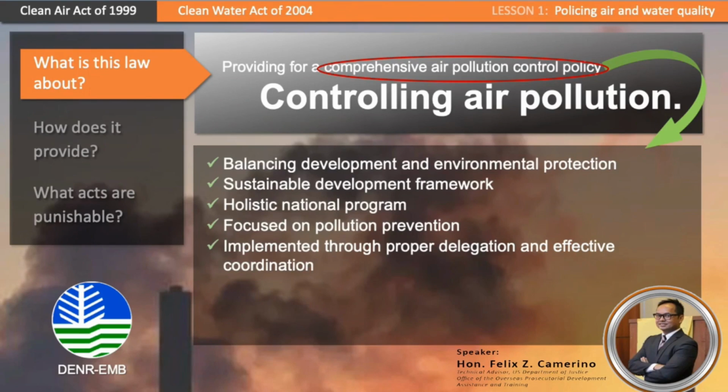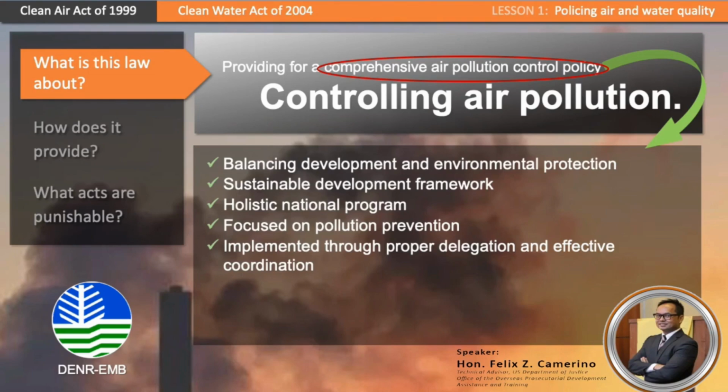I think to better explain what this is, let's first talk about who is mandated to be the lead agency on this matter. It's actually the DENR, the Department of Environment and Natural Resources, through their line bureau, the EMB, the Environment Management Bureau. Okay, and they are imbued with the authority and the functions to implement what's in this law.